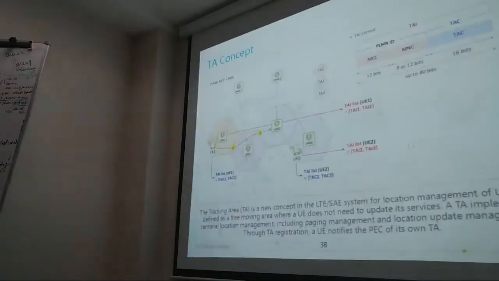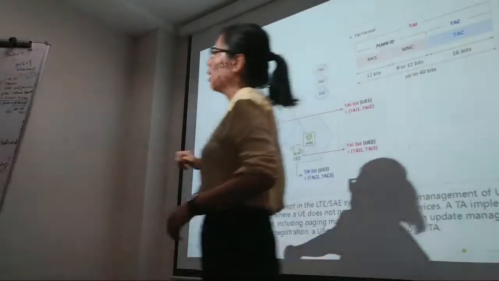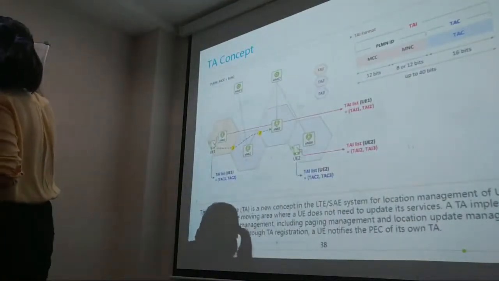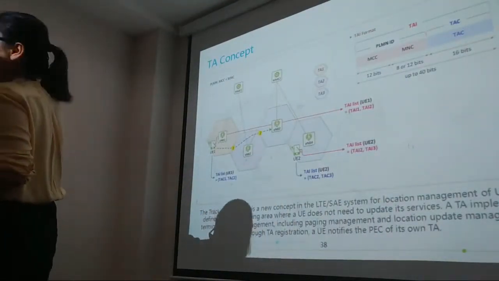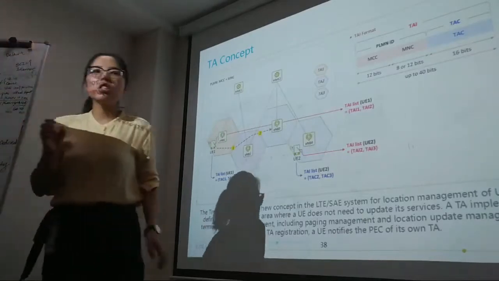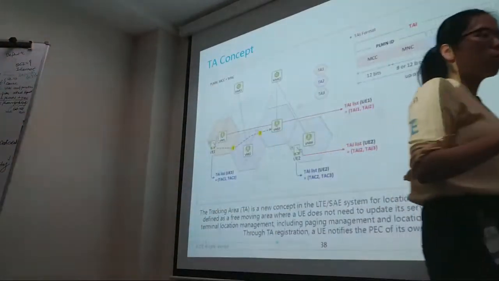So I talked about the TA and also the TAU, and also I said in which parameter, in which signaling. The initial UE message will contain the TA. But the TA is not according to the cells.